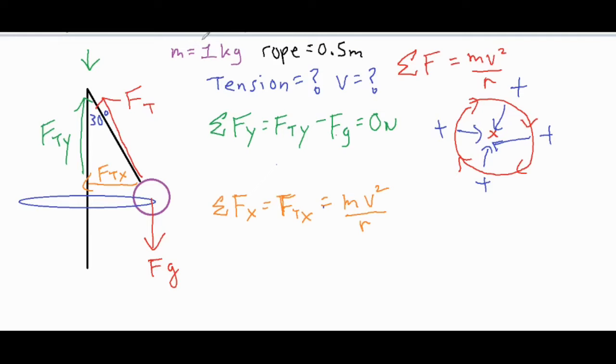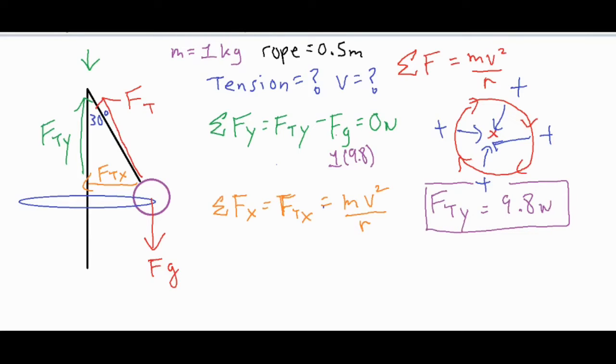And then I have the mass of 1 kilogram. That's going to help me find my FG. So my FG is mg, mass times 9.8. Now, if my FG is 1 times 9.8, which is obviously 9.8 newtons, that means our FTy is also 9.8 newtons. So that's going to be pretty significant to us. Our FTy equals 9.8 newtons.